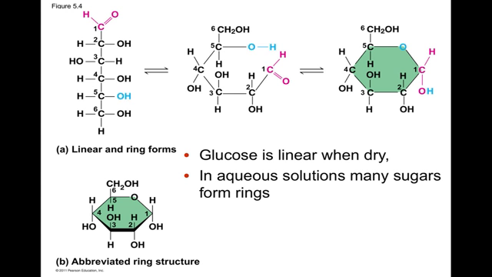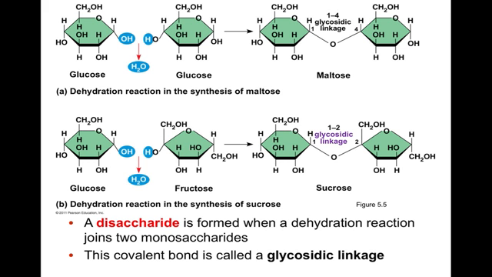glucose is linear when it is dry, whereas it curls up and forms a ring when it is in aqueous solution. When two glucoses undergo dehydration and they form a bond between them, then it is called maltose.